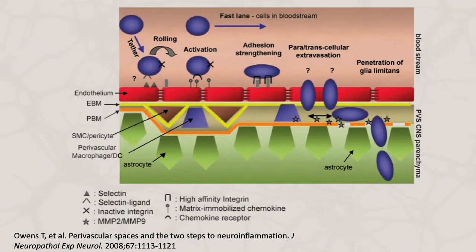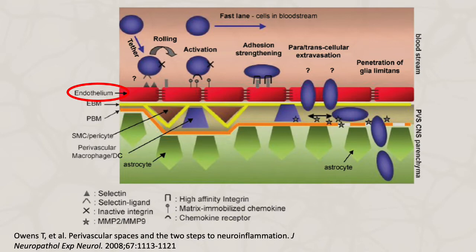So first, we're just going to discuss how the white blood cells enter into the central nervous system. First is going to be by cell migration, and that's going to be done by adhesion. And this is a cartoon demonstrating the two steps in traversing the blood-brain barrier in order for neuroinflammation to occur.